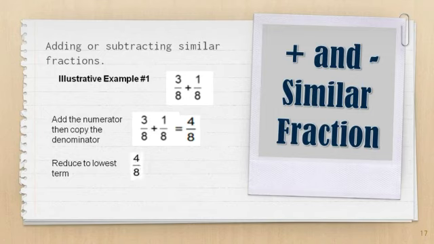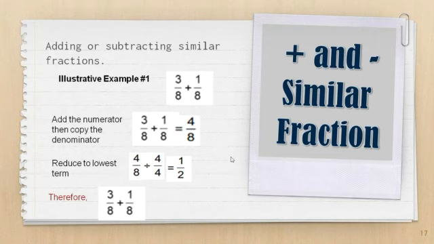So, ibig sabihin, pwede pa natin siyang paliitin. Si 4 over 8, pwede pa natin siyang i-divide sa 4 and 4. Tama? Common kay 4 and 8, that's 4. So, 4 divided by 4, that's 1, over 8 divided by 4, that's 2. So, pwede pa siya magiging 1/2. Therefore, 3 over 8 plus 1 over 8 is equal to 1/2.